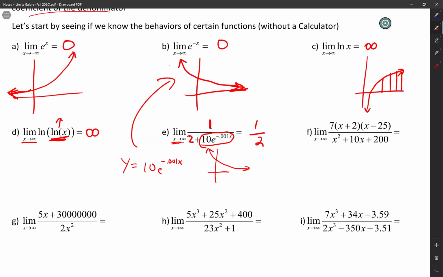So in essence, what I was going to say, 1 over 2 plus 0? Yeah, it's like 1 over 2 plus 0. Okay.